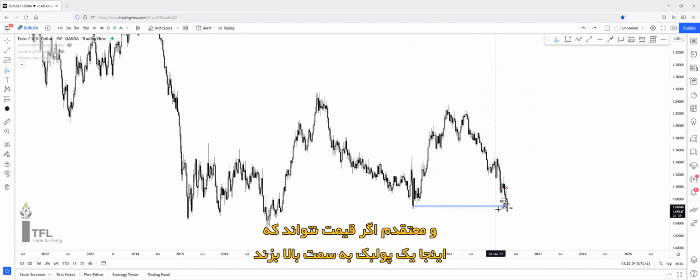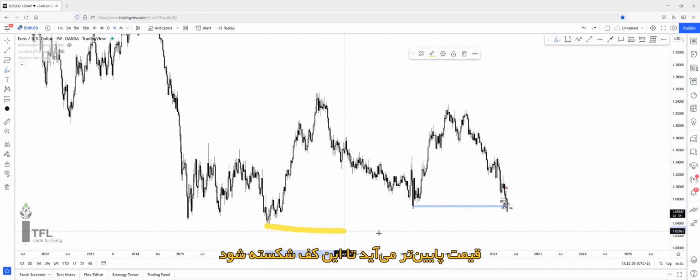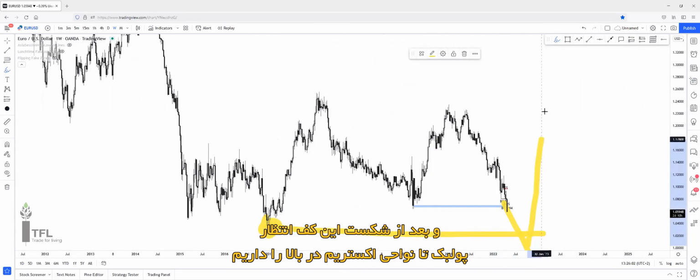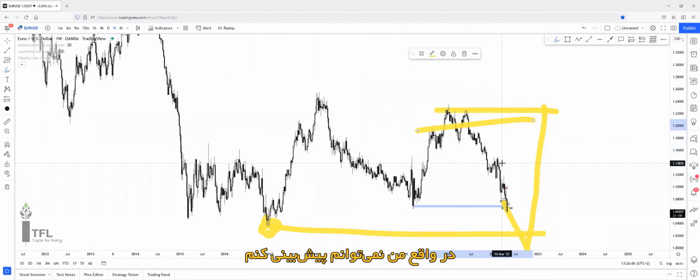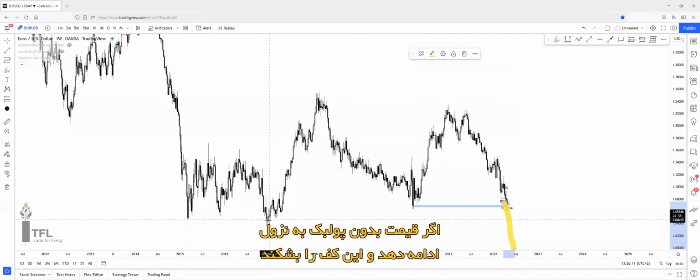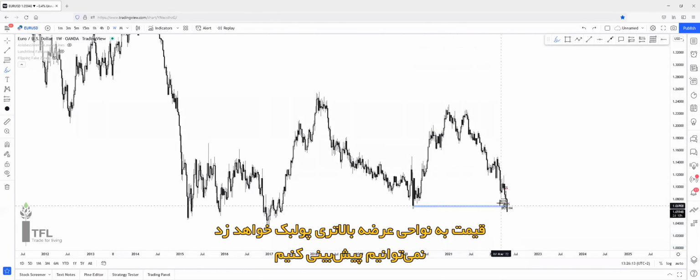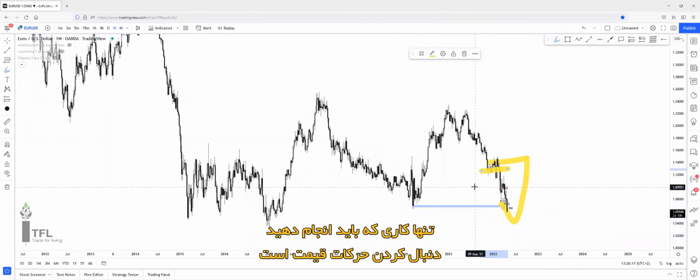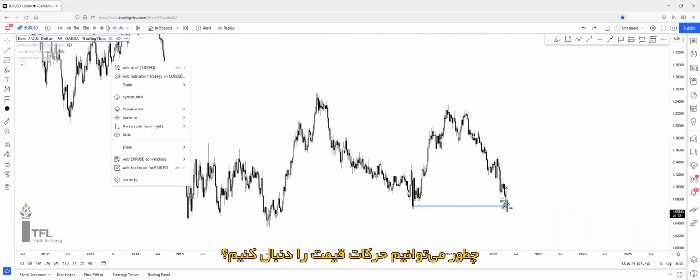And I believe if price creates a pullback right here to the upside and then simply continues the movement to break below this low point, then after the break of this low point, the extreme pullback to some really extreme areas will happen. So I can't really predict if price will just continue the movement to the downside without pulling back and breaking below this low point, or if price will create a pullback to some higher supply area. I can't really predict this. All you have to do is follow the price action, right? How can you follow the price action?